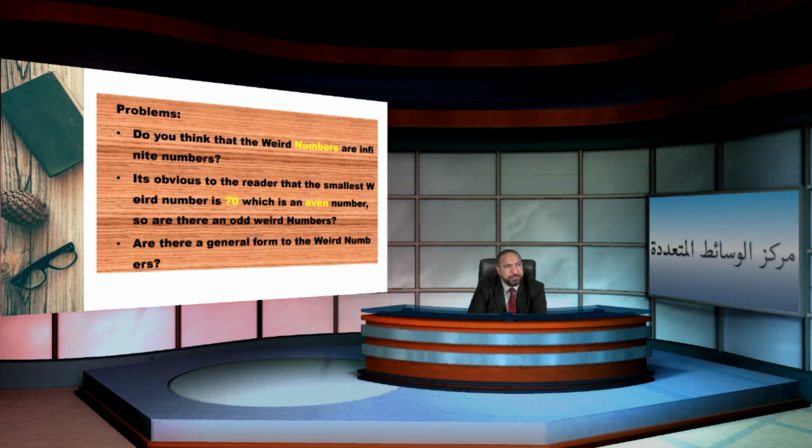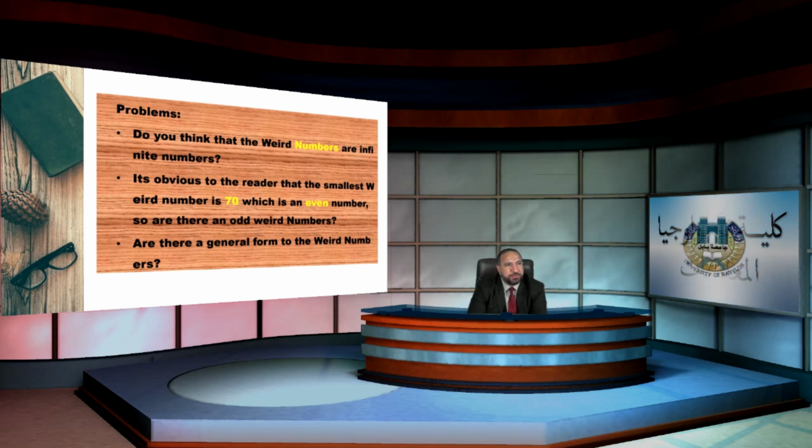Problems. Do you think that the weak numbers are infinite? Well, the answer to this question must be yes, there are infinitely many, and we can prove it. Another question: it's obvious to the reader that the smallest weak number is 70, which is an even number.